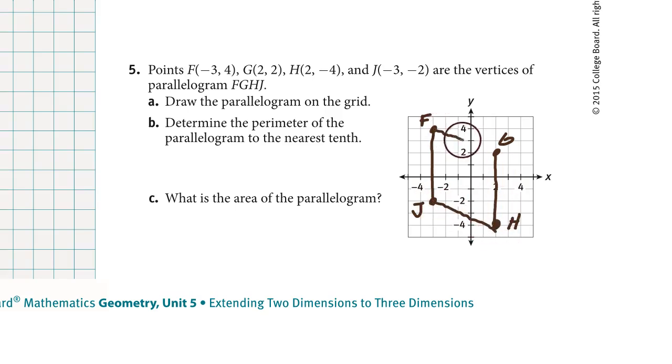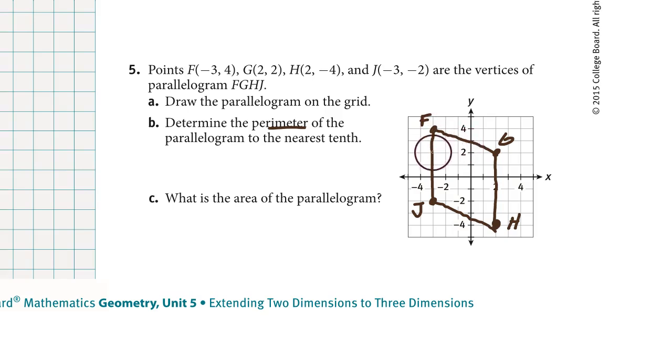The reason that drawing the picture is helpful is it allows you to know what shape you have. Once you know what shape you have, you can choose the correct formula to find its area or perimeter. In problem 5, one of the things we're asked is what is the perimeter of the parallelogram? We want to find the distance around the outside. Because it's on a grid, we can count the squares.